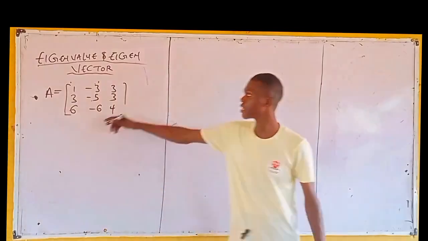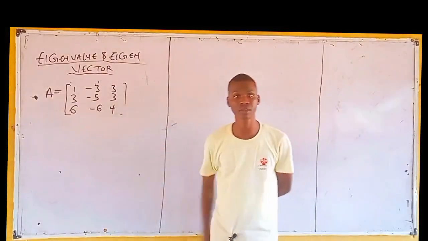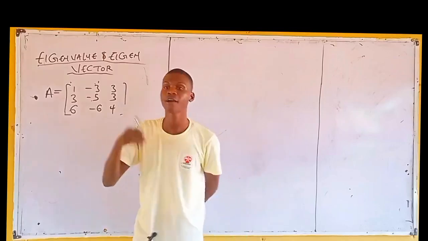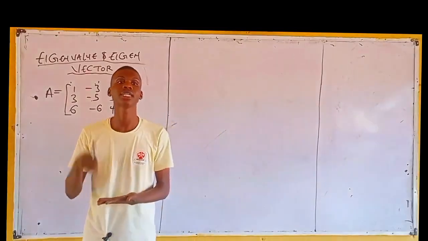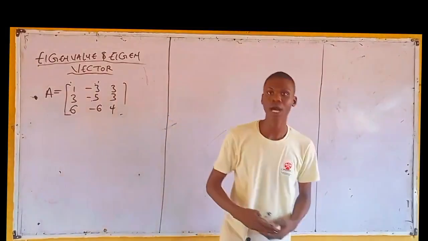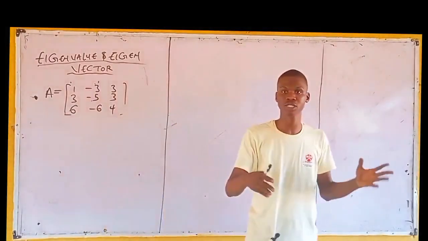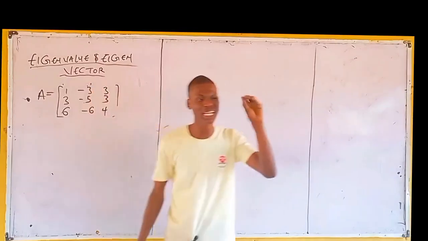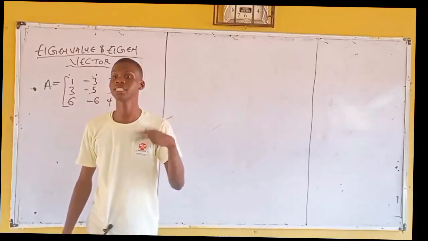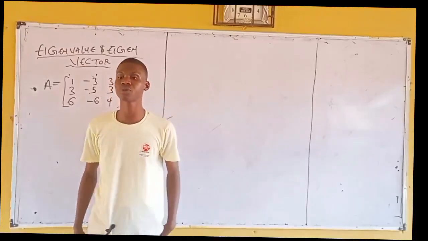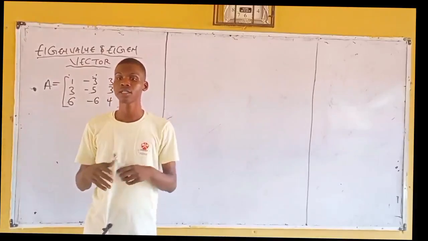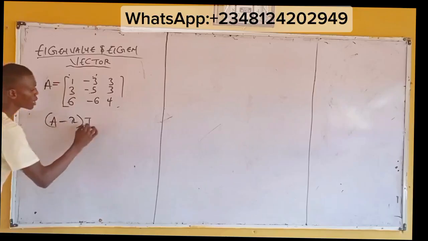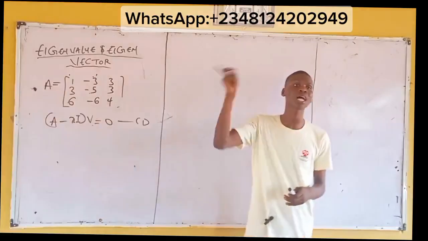Now, say you are given this matrix. This is a 3x3 matrix, right? The question says, find the eigenvalue and the eigenvector. Now, when we did the 2x2 matrix, I said first thing first, nothing is changing. There's a relationship between a given matrix, eigenvalue, and eigenvector. And what is this relationship? Do you still remember? The relationship says that A minus lambda I equals what? 0.